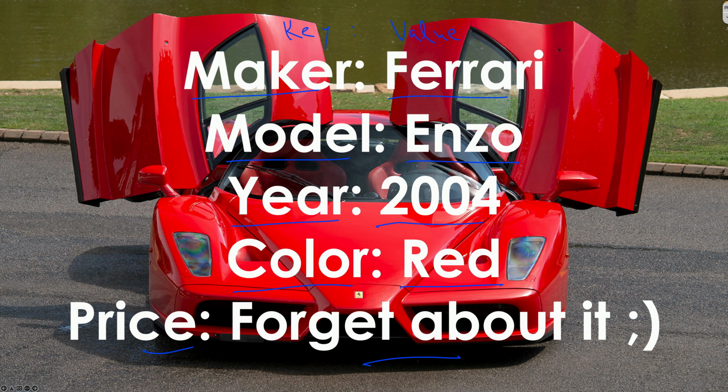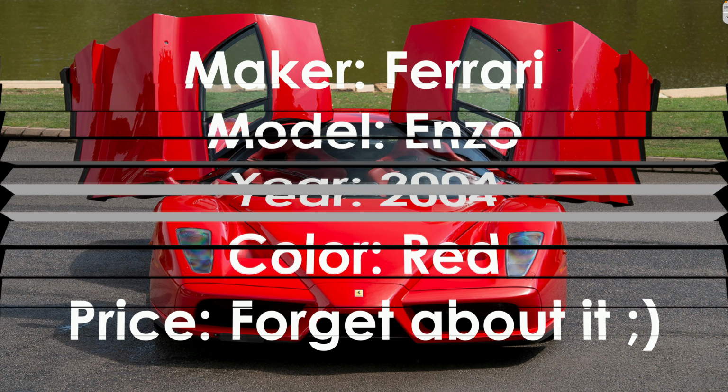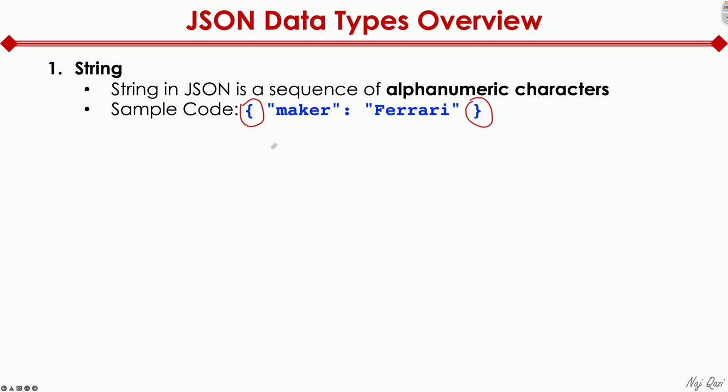Now let's get into the data types. So the first type of JSON data type that I want to bring to your attention is string. String in JSON is a sequence of alphanumeric characters. So here's a sample code. Now, a couple of things I want to bring to your attention here. In this sample code, I have the curly brackets. This is the starting bracket. This is the ending bracket. And these are curly brackets.